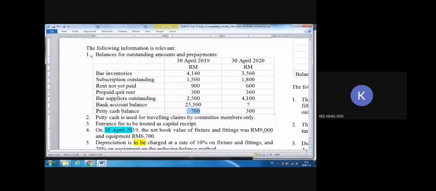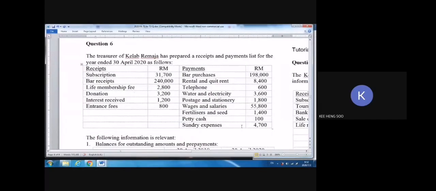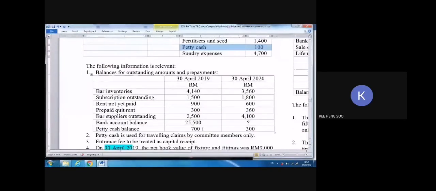800 minus 300, so my trading becomes 500. So can you see that my trading is 400? Am I right? Trading is 400. If I have one item here, petty cash, be careful. Treasurer prepares the receipt and payment. Inside the payment, you found that there's a petty cash. So this petty cash, you must add into your opening balance, becoming 800. 800 minus 300, 500 will be your trading claims.